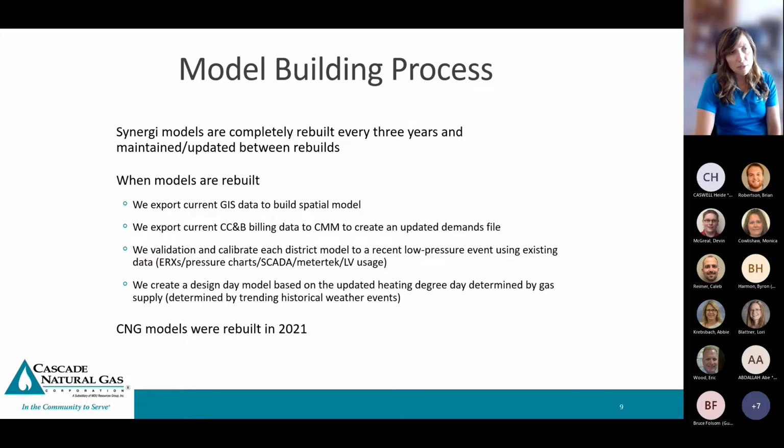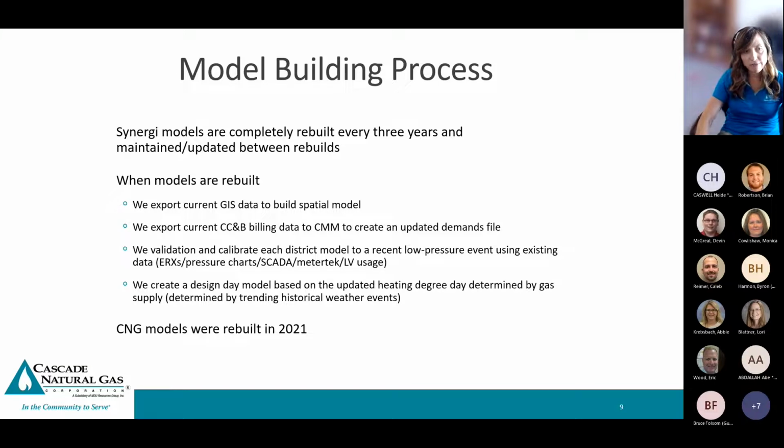So when we get into model building, like I mentioned, these are done every 3 years and updated. And when they're rebuilt, we bring in all the current GIS data to build the spatial models. We also export in all the current CC&B billing data that goes to a Synergy module called CMM, which stands for Customer Management Module. And this helps us create our demands file, so our usage on the system.